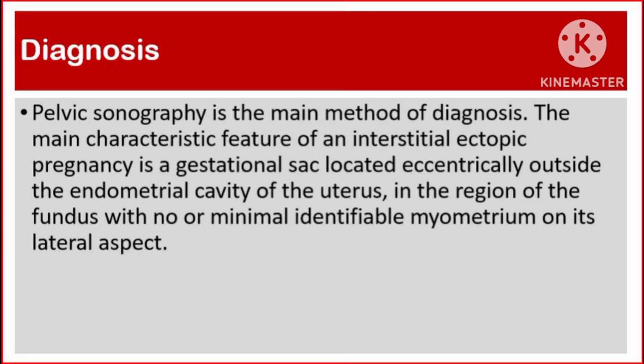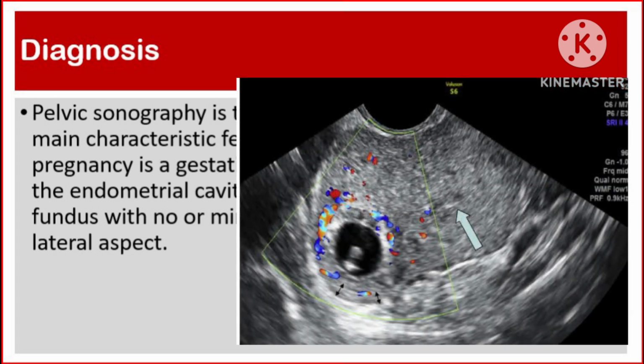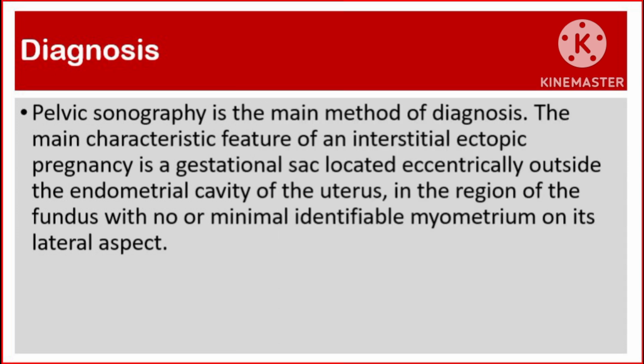Pelvic sonography is the main method for diagnosis. The main characteristic feature of an interstitial ectopic pregnancy is a gestational sac located eccentrically outside the endometrial cavity of the uterus, in the region of the fundus, with no or minimal identifiable myometrium on its lateral aspect.